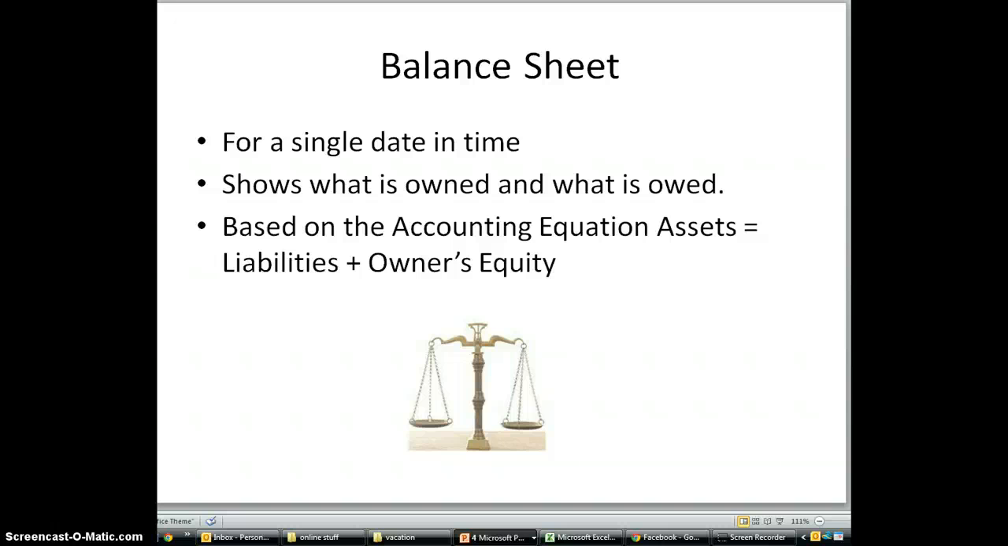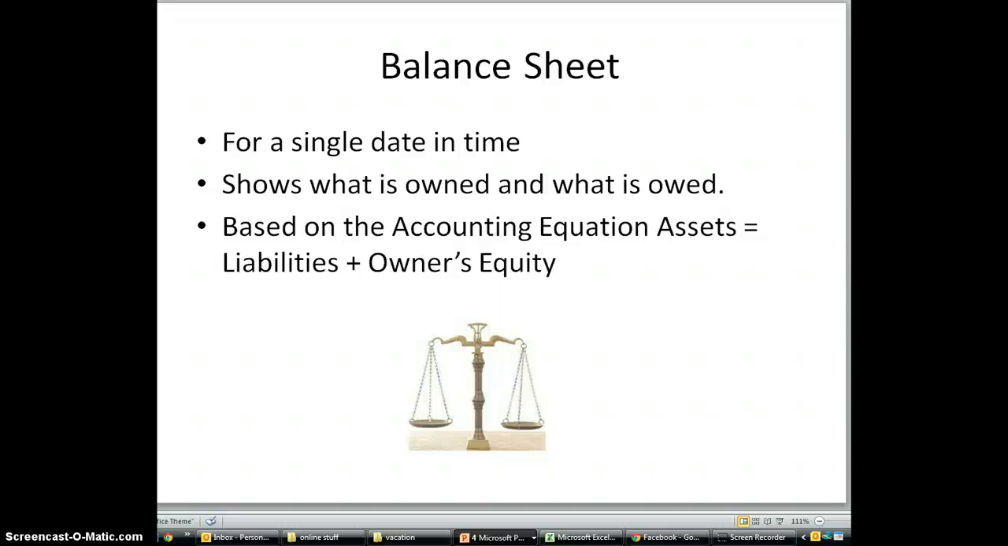It is for a single date and time because it is showing a snapshot of the business on a particular day. It has things about what is owned and what is owed, so that kind of makes sense. If I think about my own wallet, I may have some cash in it, but then I go to lunch and I spend some cash and I have less. So my cash is for a single date and time, and that is what I own. And then also it shows what is owed, your debts.